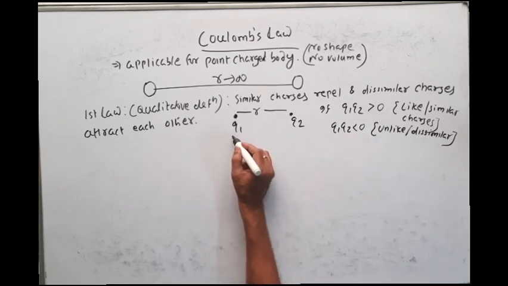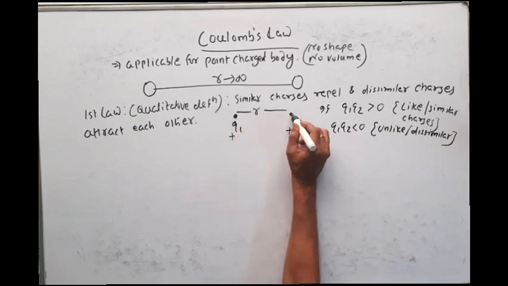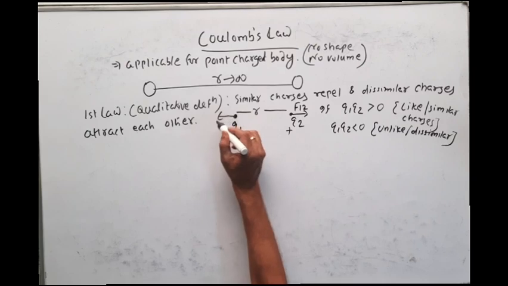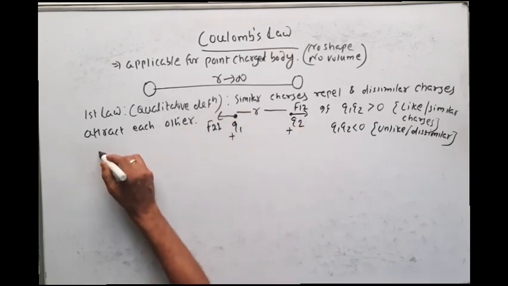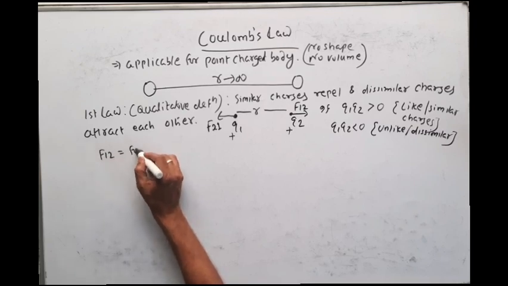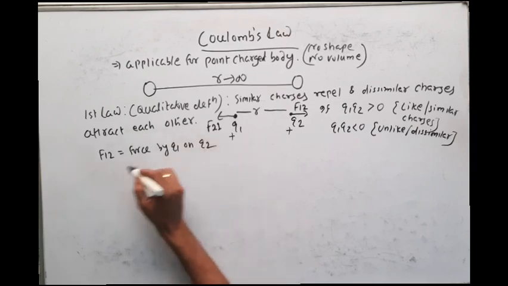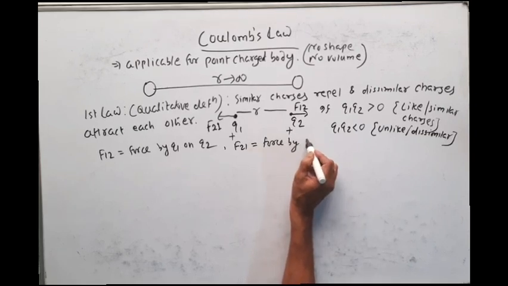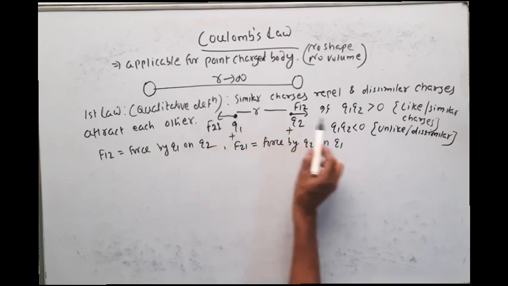Suppose Q1 is positive and Q2 is also positive. Now Q1 will repel Q2 by a force called F12, and Q2 repels Q1 by a force called F21. F12 is the force by Q1 on Q2, and similarly F21 is the force by Q2 on Q1. So they are opposite to each other.